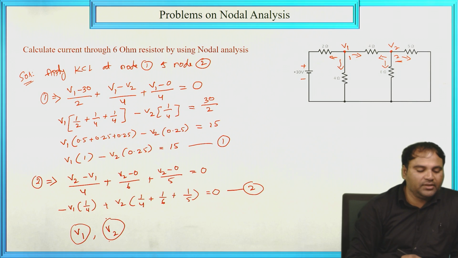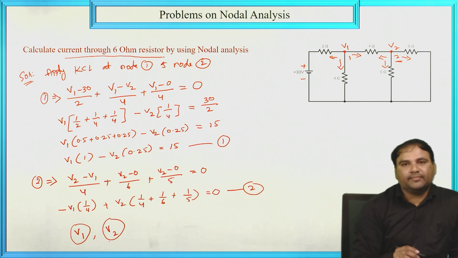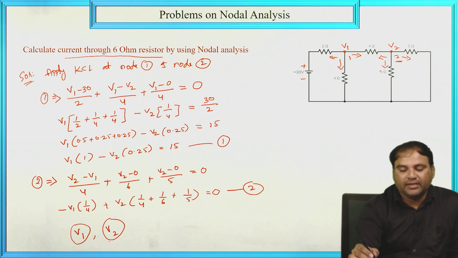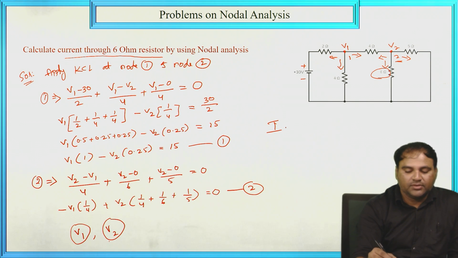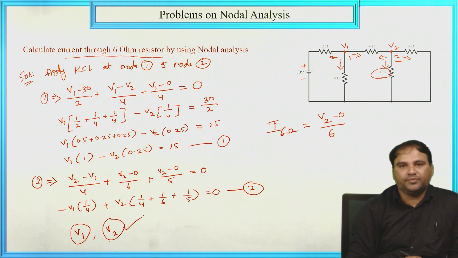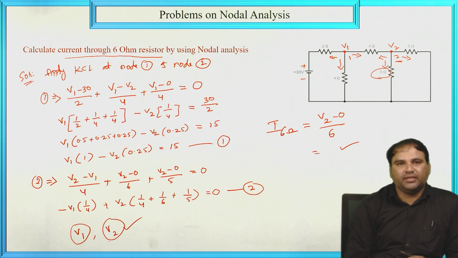Now in the given question, we have to calculate the current through the 6 ohm resistor, right? So here we are having the 6 ohm. So how can we calculate the current through 6 ohm? The current through 6 ohm, I6 ohm, equals V2 minus 0 divided by 6. Already we know V2. Substitute V2 here, we will get the current through 6 ohm. So this is the calculation part of the nodal analysis, right?